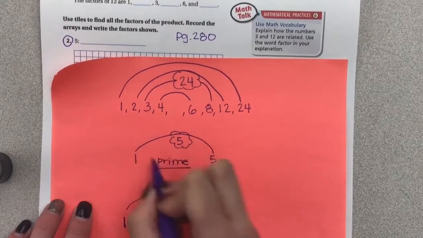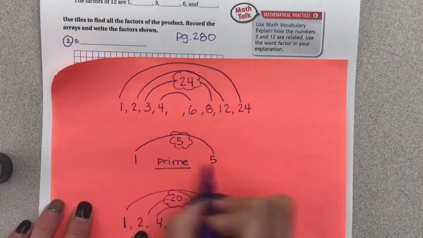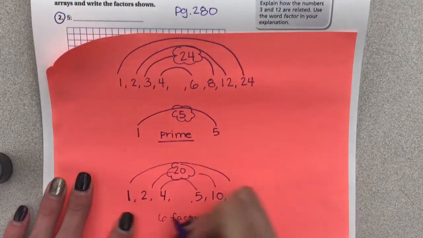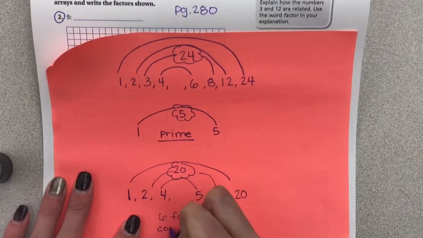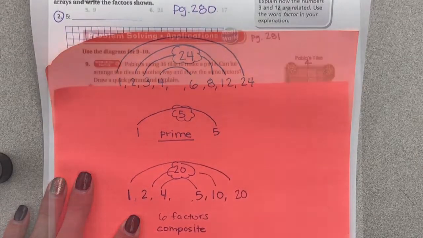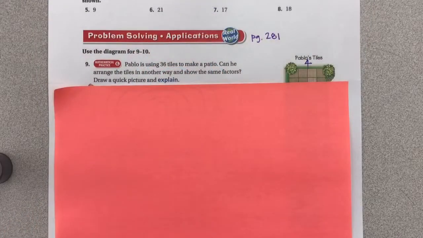So where our 5 up here only had 2 factors, our number 20 down here has 6 factors. So the sneak vocabulary word for this one is that this means that this is a composite number, or more than 2 factors. Now we're looking at question number 9 on page 281.